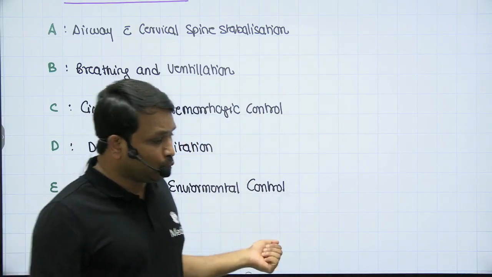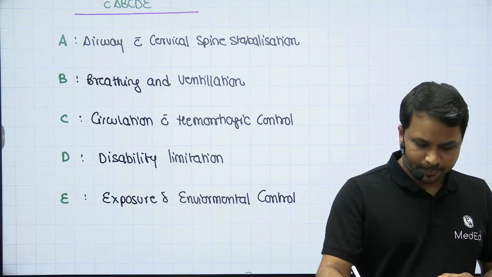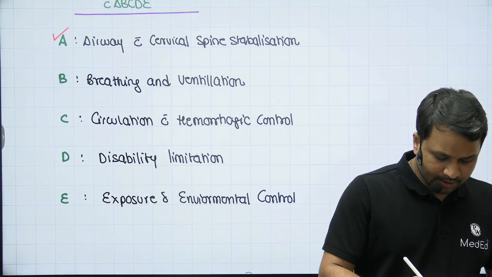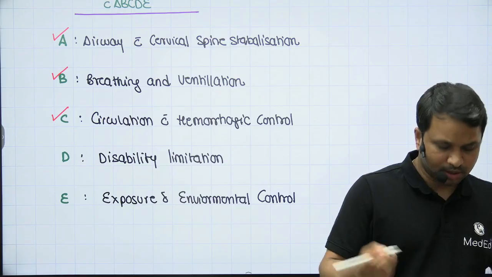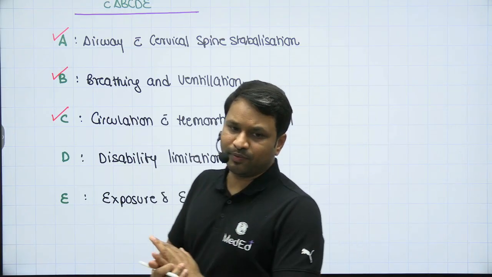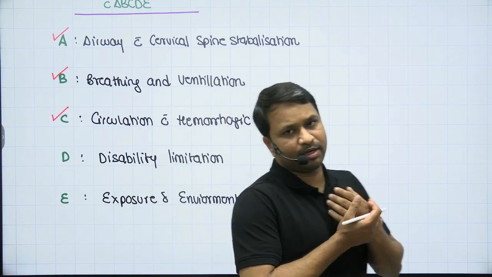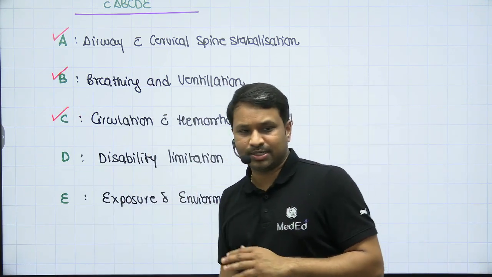As of today, we have concluded 3 protocols, that is airway, breathing, and circulation, right? Tomorrow when we resume, we'll be talking about disability, limitation, as well as exposure and the environmental component. We'll talk about the trauma scoring systems as well.